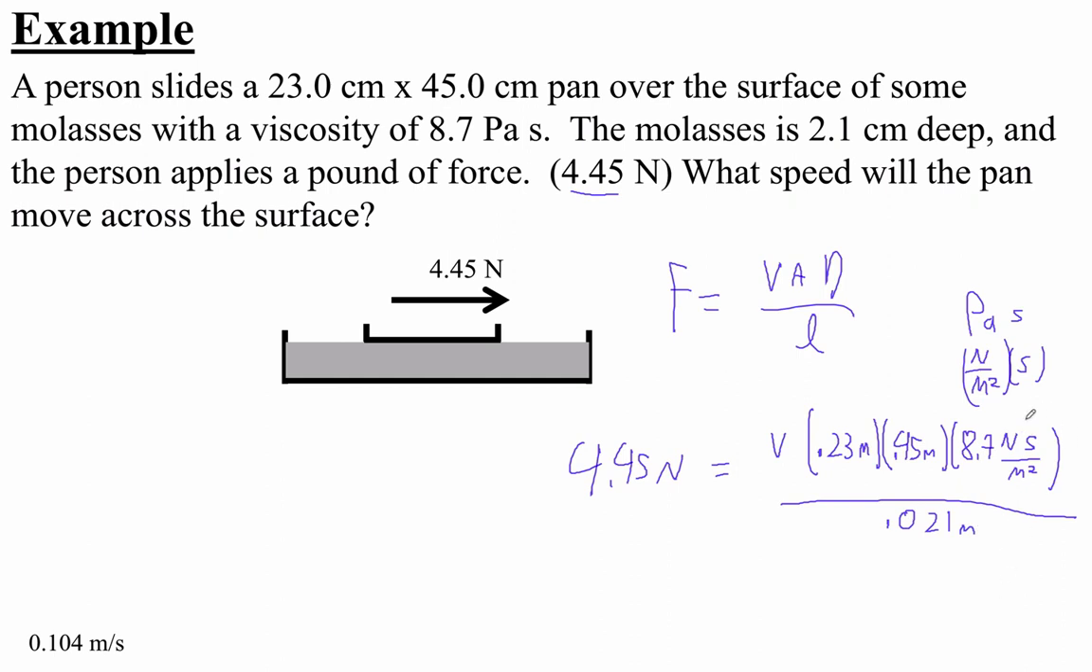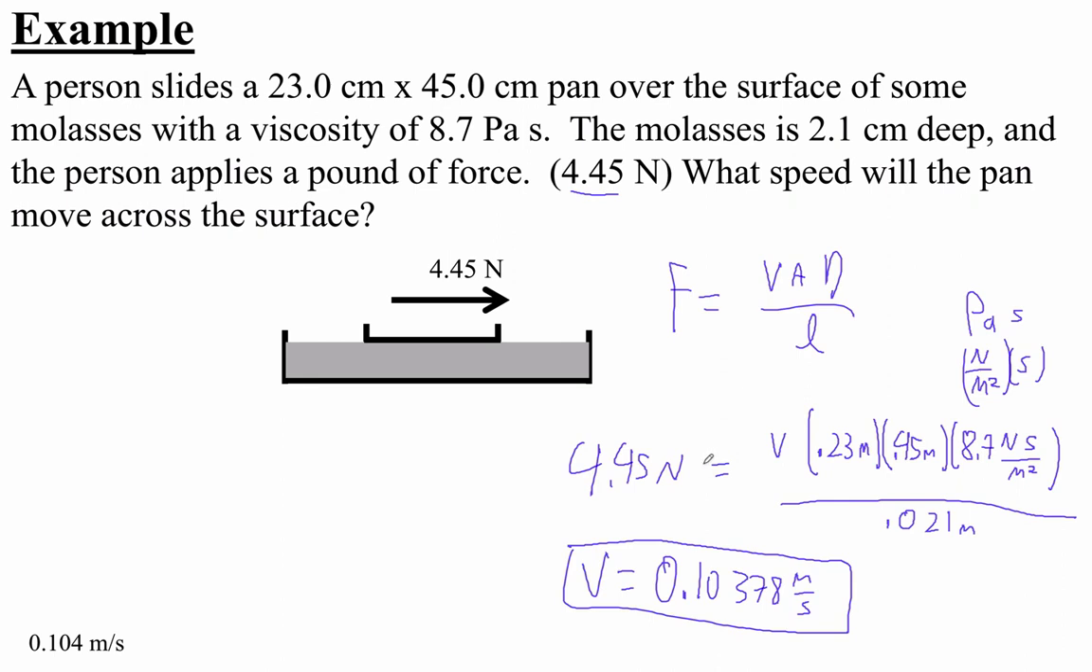I'm a little worried about the velocity. Where's the velocity? Oh, it's going to come out of the newtons, isn't it? Let's do the math and figure out the units later. So 4.45 divided by 0.23 divided by 0.45 divided by 8.7 times 0.021 is, oh, it's in scientific notation mode. The velocity is 0.10378 meters per second. That fluid is thick. I'm exerting a pound of force, which is a considerable amount of force, and it's only moving about 10 centimeters per second.